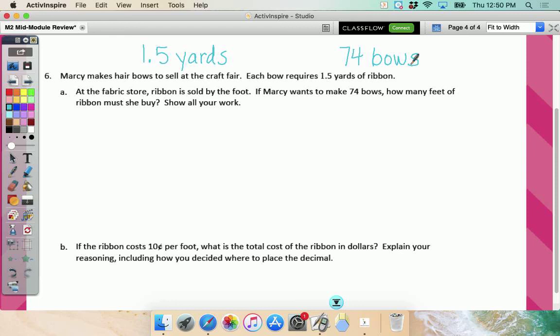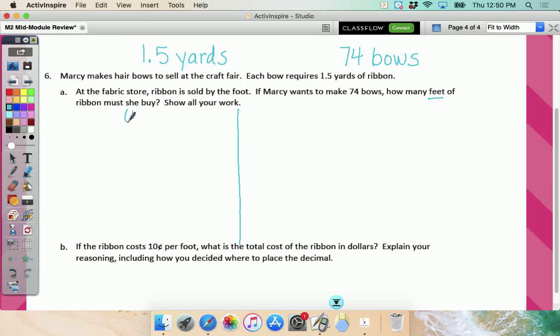All right, Marcy makes hair bows to sell at the craft fair. Each bow requires 1.5 yards of ribbon, okay? At the fabric store, ribbon is sold by the foot. If Marcy wants to make 74 bows, how many feet of ribbon must she buy? Show all your work.